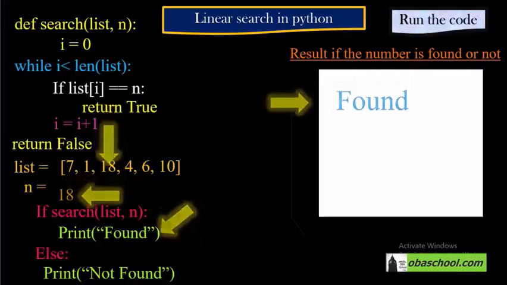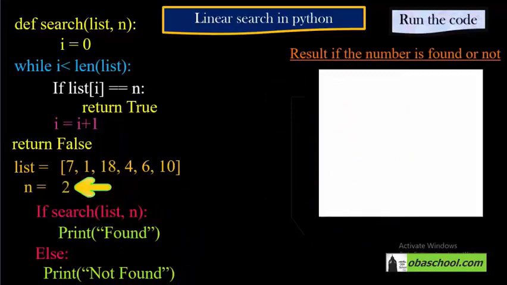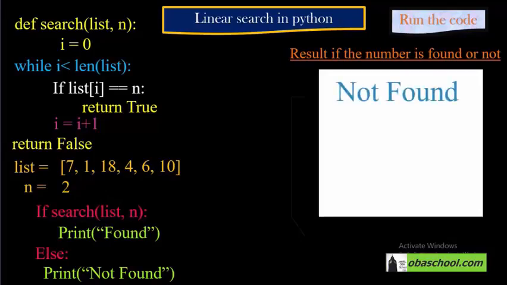Okay, now let's take another number, n equal 2. Then let's run the code and see the result. Not found. Why? Because here in this list, if you go along all the numbers, number 2 is non-existent in the list. And now we have finished the linear search.